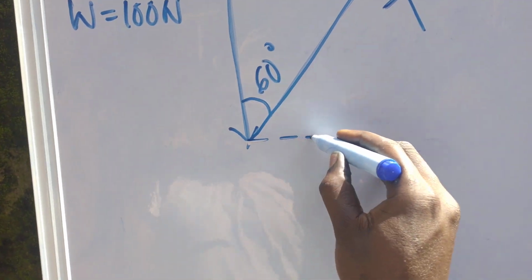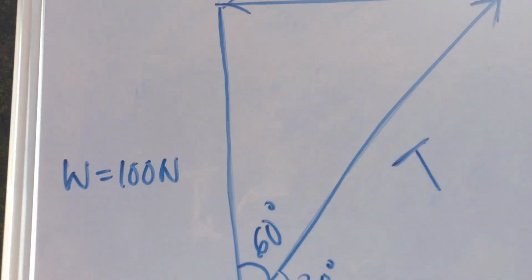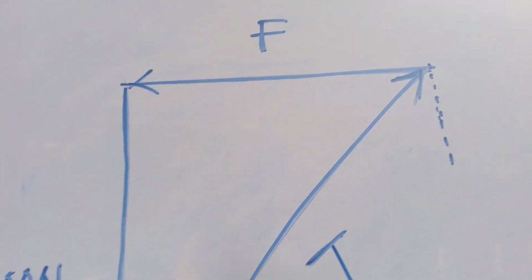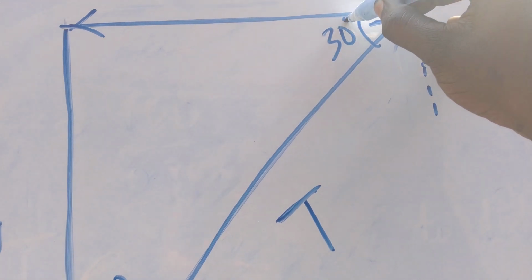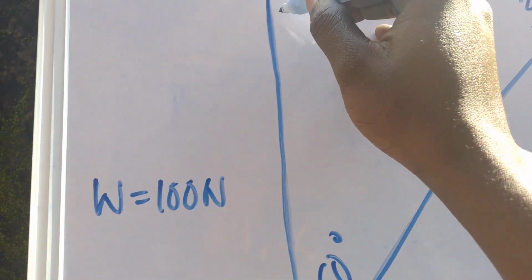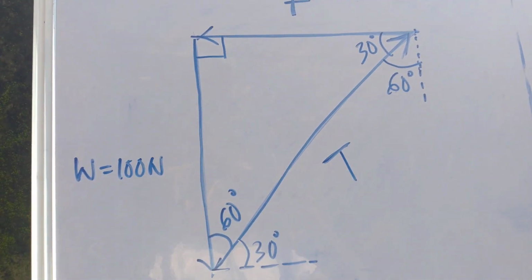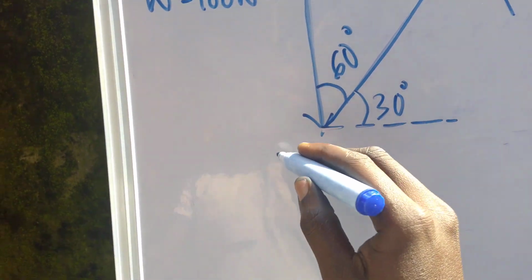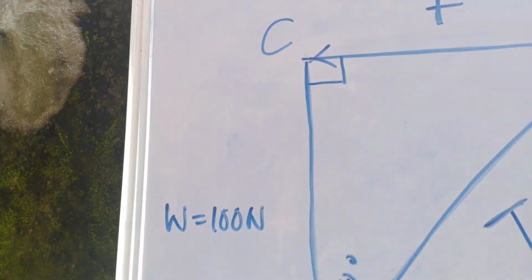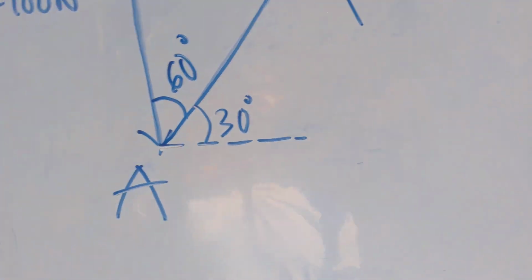So it means that the angle here, 90 minus 60, will be 30 degrees. Then if I extend it here like this, 30 degrees here is also 30 degrees, and this angle here will be 60 degrees, and here is 90 degrees. So you can then solve that. You can say here is point A, here is point B, and this is point C. So you're having a right angle triangle, and what we have to look for is T, isn't it?